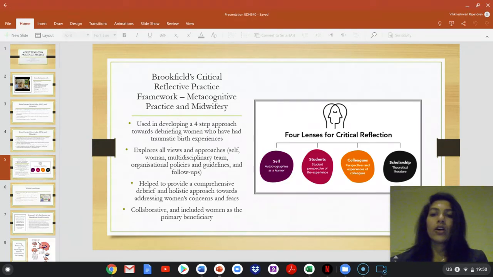And then the third one being colleagues, so the multidisciplinary team, mainly the doctors, their perspectives on how the situation was managed. And lastly, scholarship is the theory. So how did we as an organization use the policies and guidelines of managing a postpartum hemorrhage? How did we use that to manage the postpartum hemorrhage? So I've adapted this framework to suit midwifery because it actually gives a very comprehensive and holistic approach towards debriefing with women, because it explores all views and approaches involved in that clinical incident.